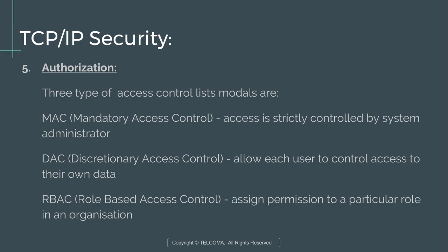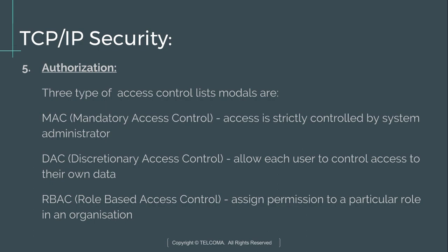So there are three types of access control models. First is MAC, mandatory access control. In that, access is strictly controlled by the system administrator, and it is designed and defined primarily by the government. Next is DAC, discretionary access control, which allows each user to control access to their own data. So in DAC, an ACL is created, in which the ACL contains a list of users and groups to which the user has permitted access, together with the level of access.